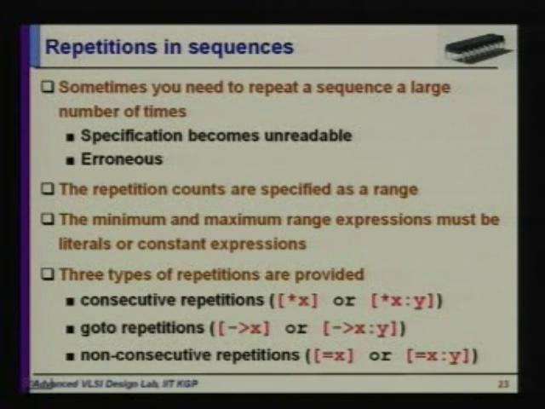There are 3 types of repetitions: consecutive, go-to, and non-consecutive. The notation for consecutive is this star, go-to is this arrow, and non-consecutive is equal to. We can also specify a range. If we only specify one integer like x here, it means that for the next x cycles this thing should happen repeatedly. And by x colon y, like 2 colon 10, I mean that for the next 2 to 10 times this thing should happen. We will illustrate it in more detail in the next slides.